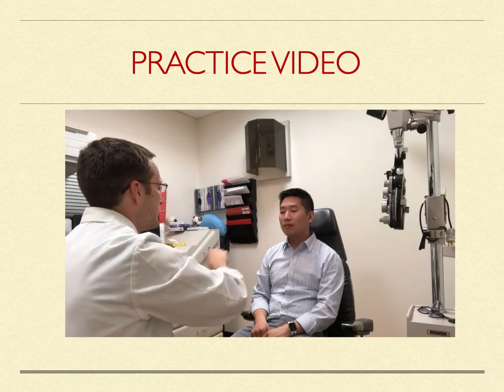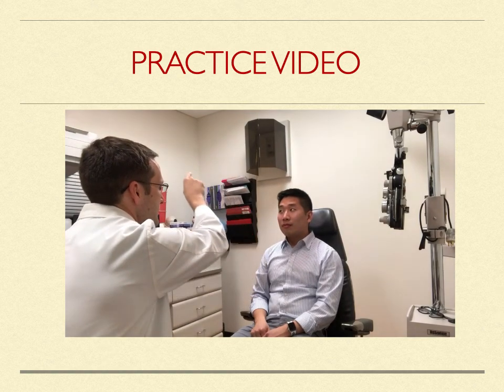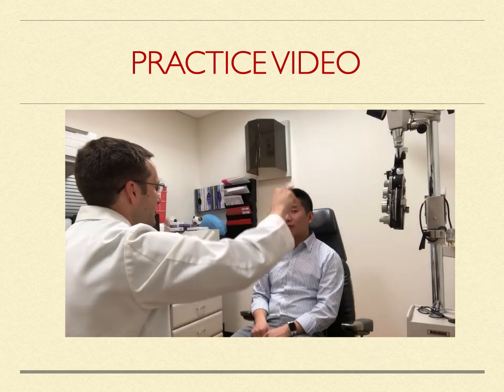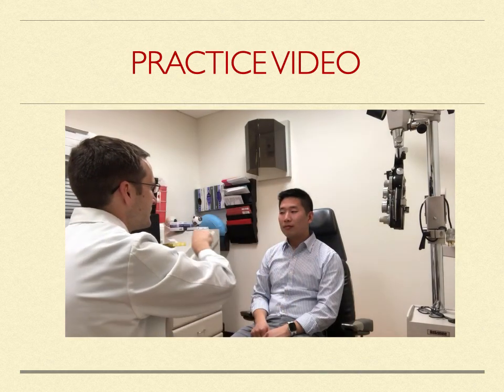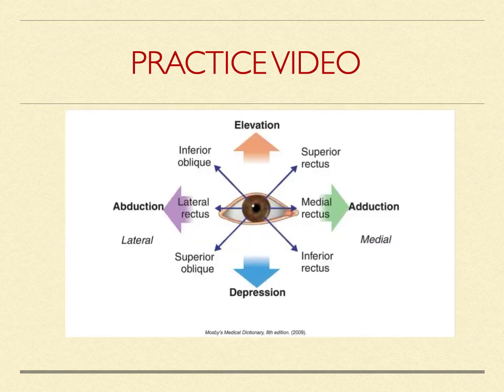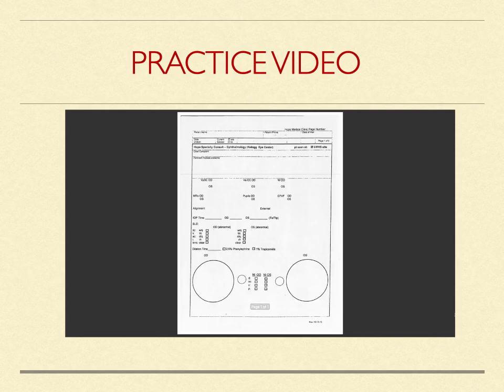Draw a wide X and H, pausing at the end of each movement, and then note any movement that is not smooth or full. This will test the 6 cardinal positions of gaze. This diagram shows the cardinal positions as well as the muscles that control eye movements. If no deficit is found, write full EOM. Document this on the alignment section of the chart.